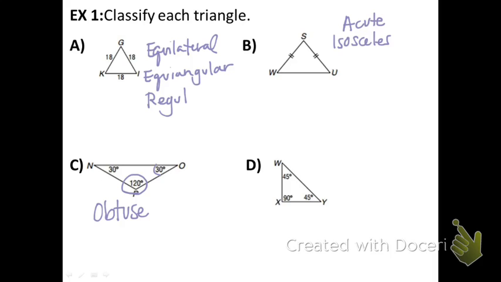Here we have an angle greater than 90, so we call it obtuse. And two of our angles are the same, so this is known as an obtuse isosceles. That will make your two sides here the same as well. And then our last one, we have an angle that's exactly 90 degrees, so we call it a right triangle. And because those angles are the same, that means the sides are the same, so we get a right isosceles. And this is a special right triangle, which we will talk about in our next unit.